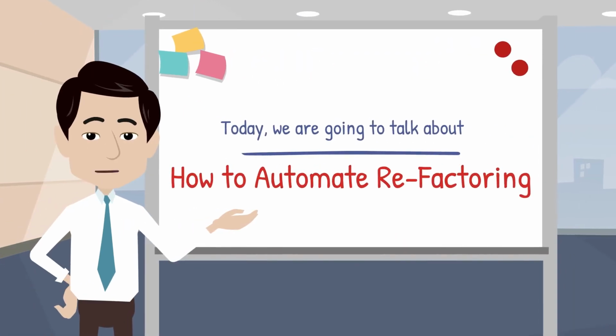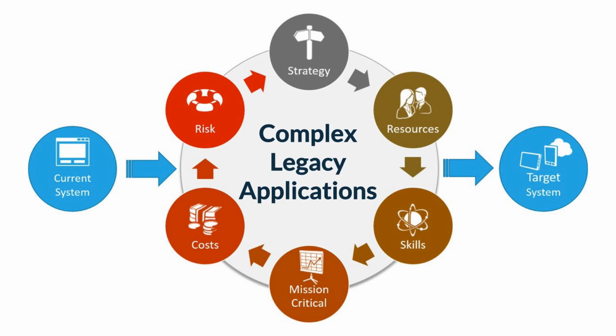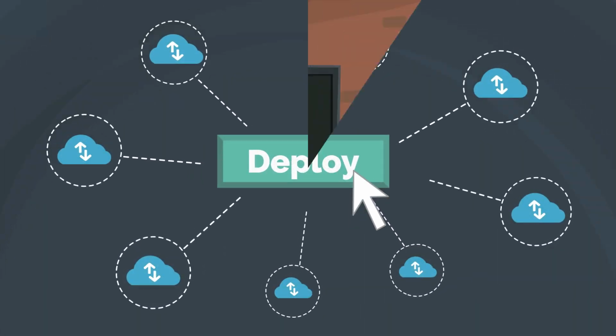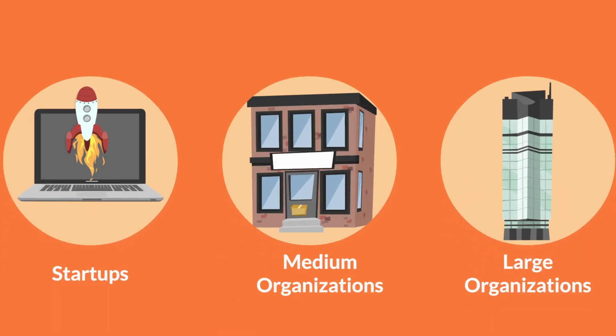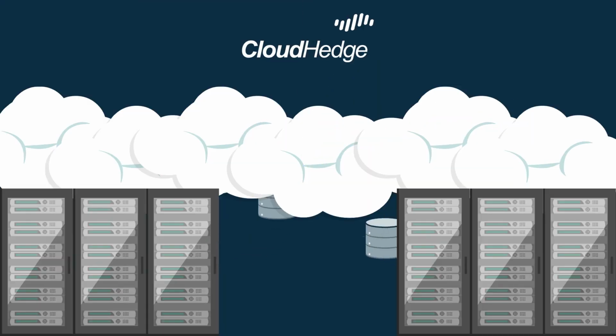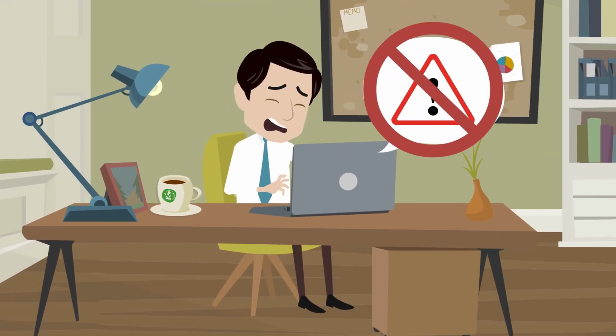Today, we are going to talk about how to automate refactoring and containerizing complex legacy applications and deploy them directly to a preferred cloud. This video will also help you to understand how startups, medium and large organizations can save time, costs, and resources. CloudHedge seamlessly refactors even the most complex workloads to the cloud without downtime, disruption, or data loss.